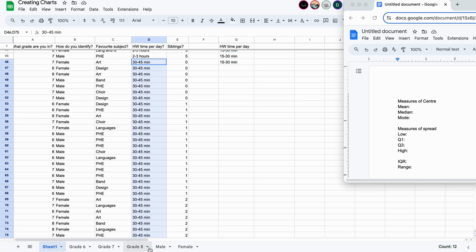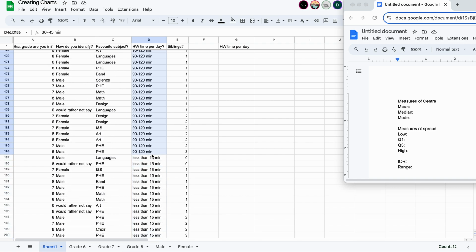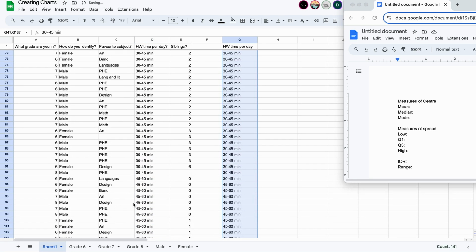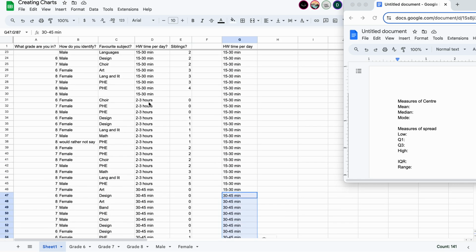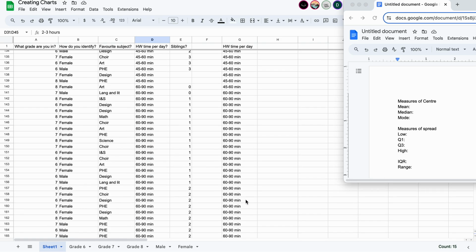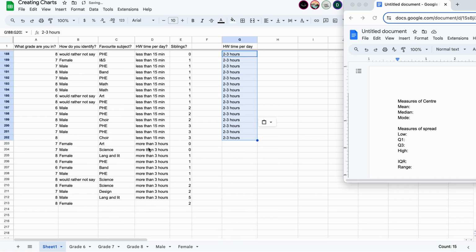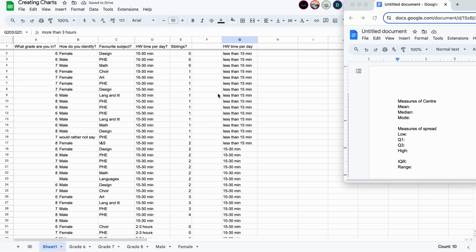But from 30 to 45, it appears to be in order all the way down until we get to 120 minutes. So I can copy all of that and paste it in here, 30 to 45, all the way down to 120. My next group is 2 to 3 hours, so copy, and I paste it in here. And last but not least is the last group, more than 3 hours. So now my data is organized.